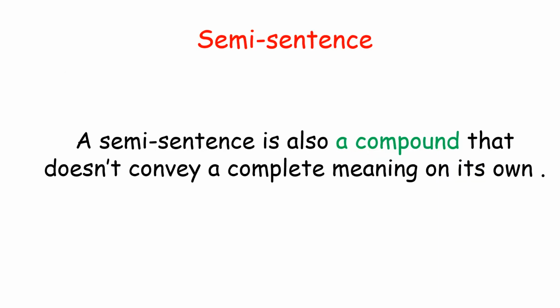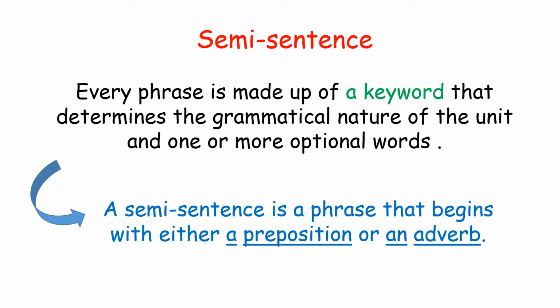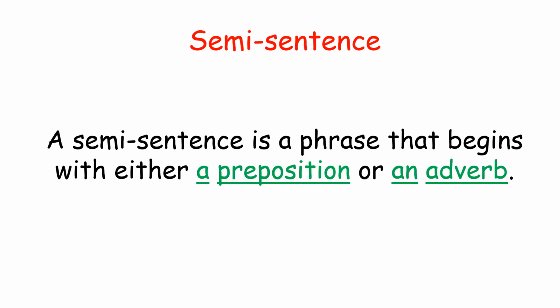Well, the answer is incredibly simple. A semi-sentence is also a compound that doesn't convey a complete meaning on its own, which means that it is also a phrase. However, it is a specific type of phrases. Since every phrase is made up of a keyword which determines the grammatical nature of the unit and one or more optional words, a semi-sentence is nothing but a phrase that begins with either a preposition or an adverb. So our keywords for semi-sentences are prepositions and adverbs.